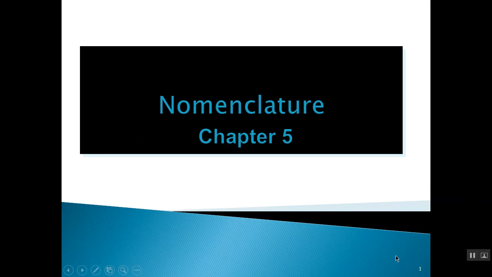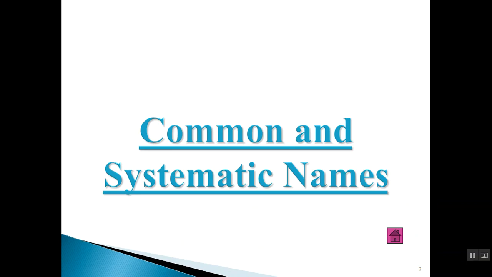Okay, so now we're going to get into chapter 5, and in chapter 5, we will be concerned with how we go about naming compounds. So that's what nomenclature is all about. Now, when it comes to determining the names of substances, compounds, elements, etc., there are two ways of naming these compounds. We have what is known as the common naming system, and then we have the systematic naming system.